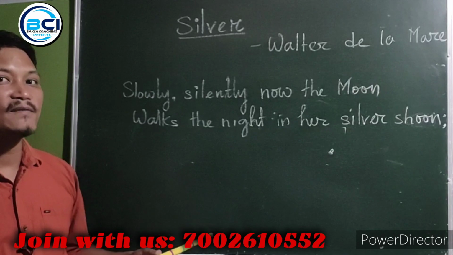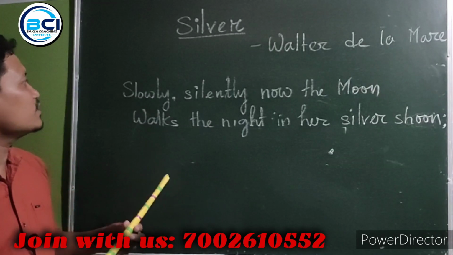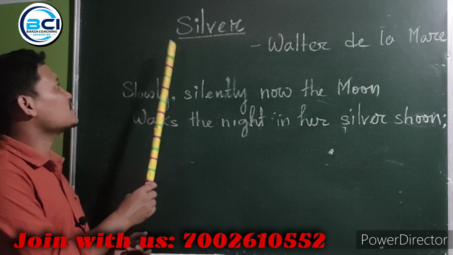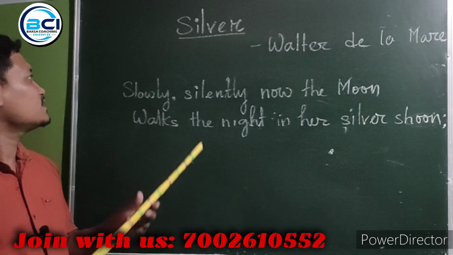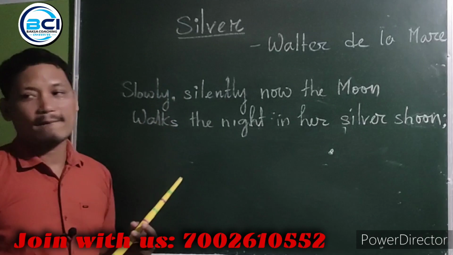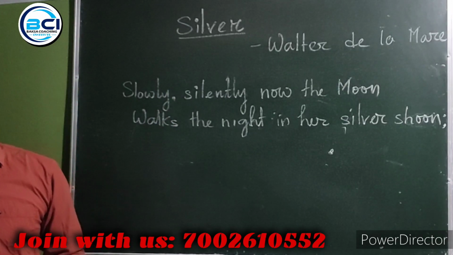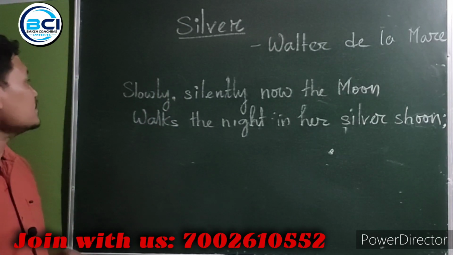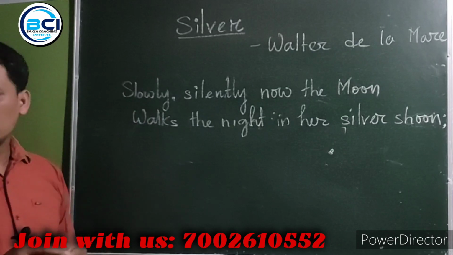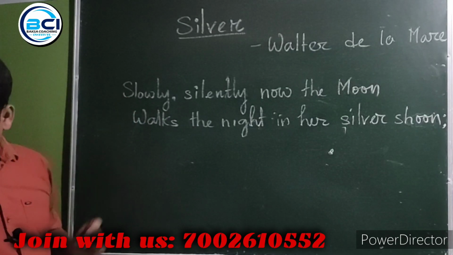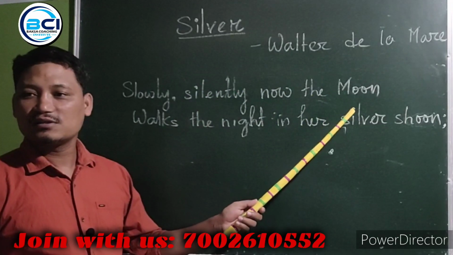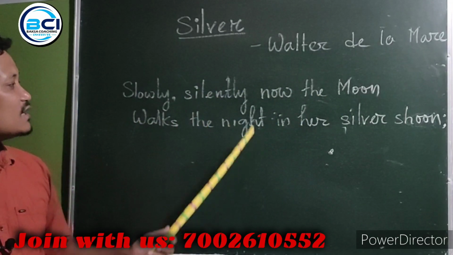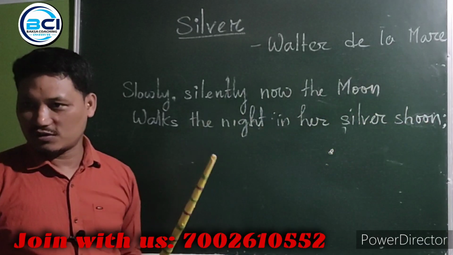Okay, so this is a very beautiful poem, and today we are going to discuss this poem and learn the message given by this poem. Okay, what is the first line here? The first line of the poem is: Slowly, silently, now the moon walks in the night in her silver sheen.